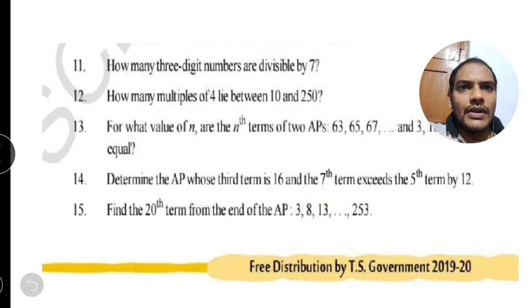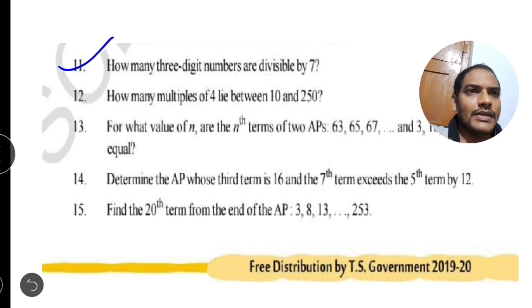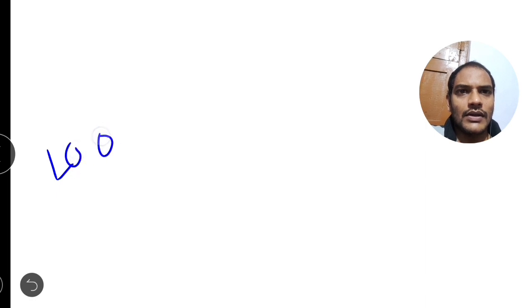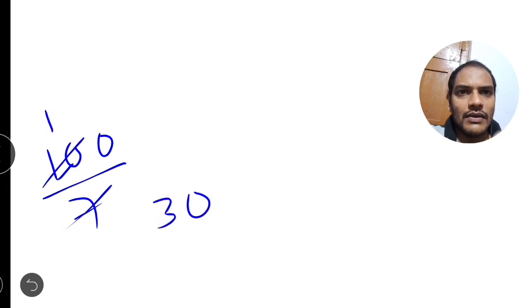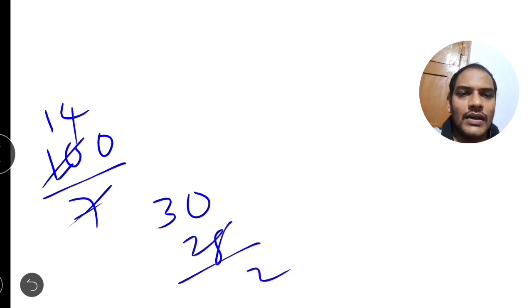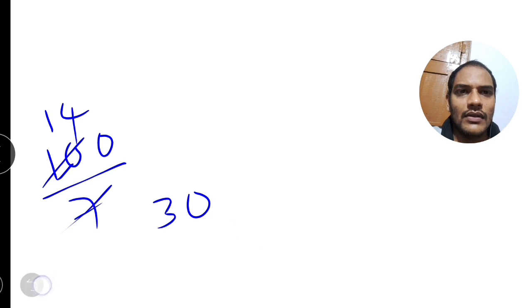So the next question, the 11th one: how many three-digit numbers are divisible by 7? It is the same as the example problem. What is the first three-digit number? 100 is the first three-digit number. Let's verify with 7. 7 ones are 7, remainder 3. 7 fours are 28, so remainder 2. So 100 is not divisible by 7.